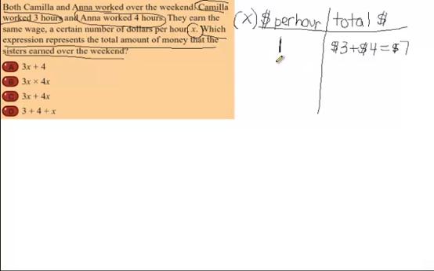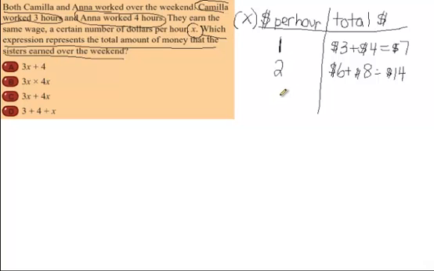What about if they made $2 an hour? Still not all that much money, but hey, it's money. So $2 per hour. If Camila worked 3 hours at $2 an hour, that would be $6. If Anna worked 4 hours at $2 an hour, that'd be $8. And that total is 14. Okay.